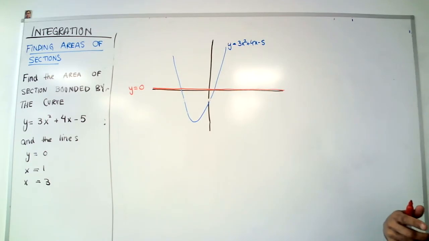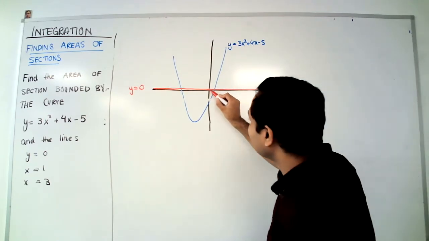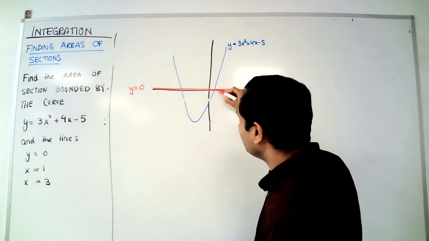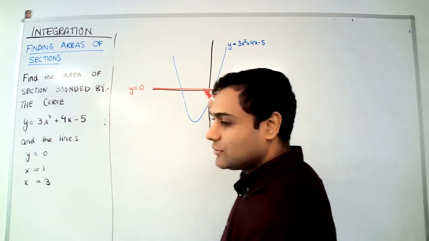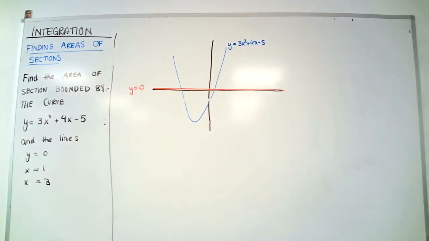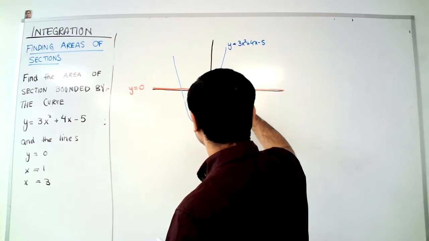Okay, now x equals 1. So this is 0. This is going to be x equals 1. So we can find out the x equal 1. I just plot the graph. Let me just turn this one. X equals 1 will start from here somewhere.